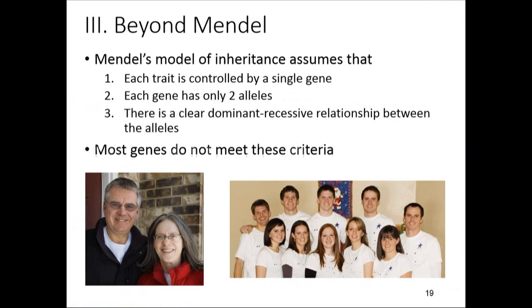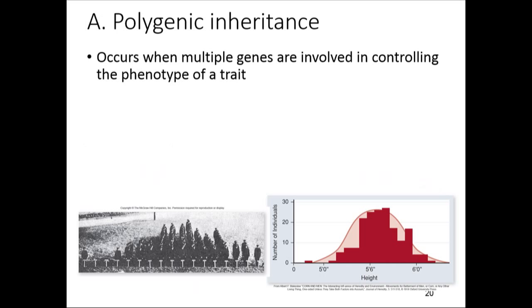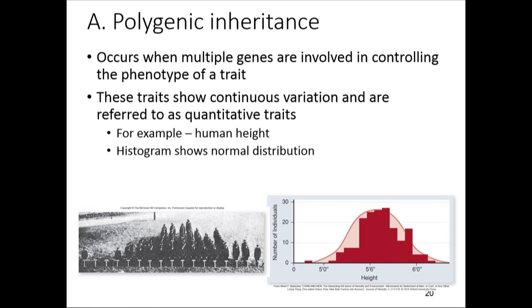So Mendel does not hold true in every situation. For example, polygenic inheritance, poly meaning many, gene meaning genes. So polygenic inheritance happens when there is more than one gene controlling the phenotype, or the expression of a trait. These show continuous variation, so rather than just being short or tall, you can be any variation between short, medium sized, average size, above average, and to very, very tall. And this is called a normal distribution.